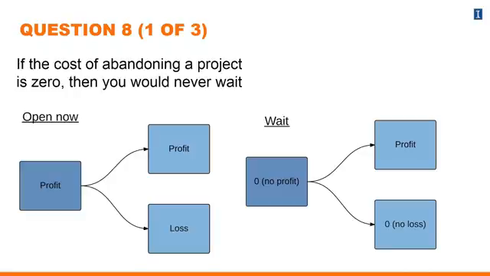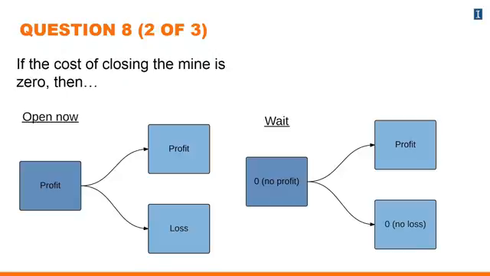The cost of waiting is that if you wait, of course, you're foregoing the current profit. So by opening now, you get the current profit. If you wait, you're going to get 0 today, okay? So what happens if the cost of closing the mine is 0, right? Then you can easily figure out that you can eliminate the loss. If you open now and close tomorrow, you can eliminate the loss. So instead of a loss here, you get a 0, okay? And you also get the current profit, okay?